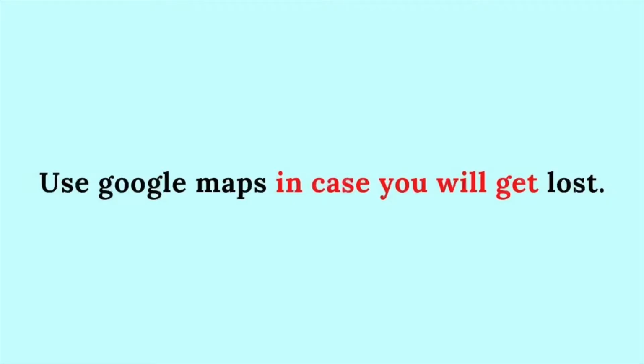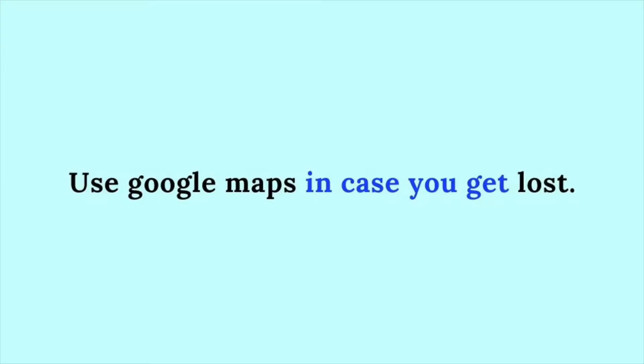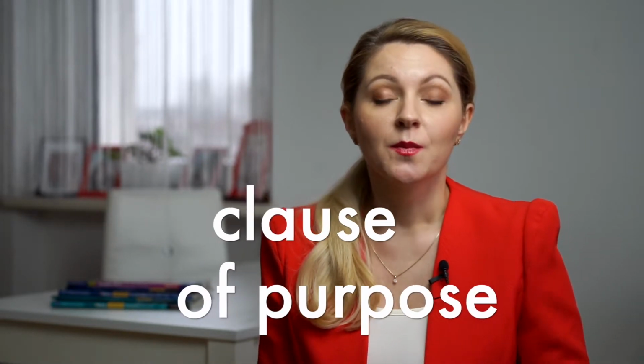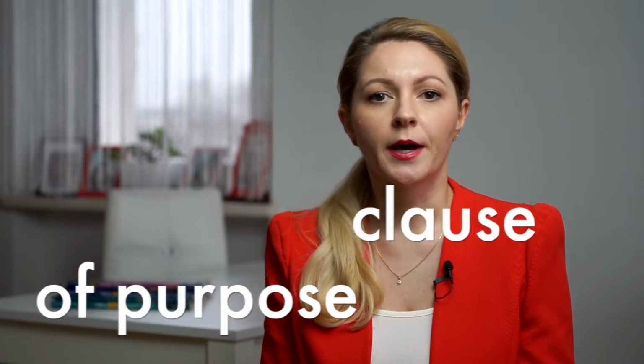So let's start. Look at this sentence and tell me if it is correct, if you see any mistake. Use Google Maps in case you will get lost. Is it correct? No, not really. We have to say use Google Maps in case you get lost. And this in case you get lost is the clause of purpose, because what is the purpose of using Google Maps? Why should you use Google Maps? We should use it in case we get lost. So this is just an example of the clause of purpose.